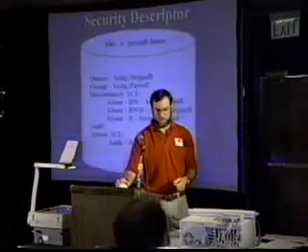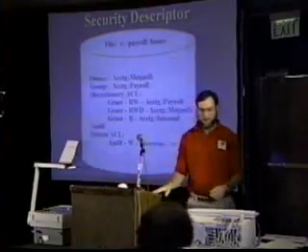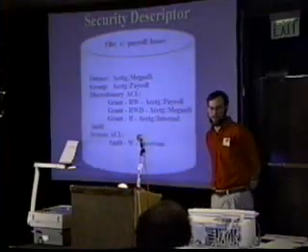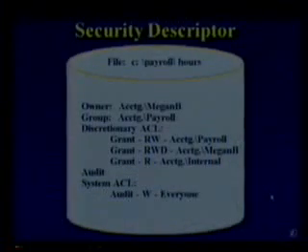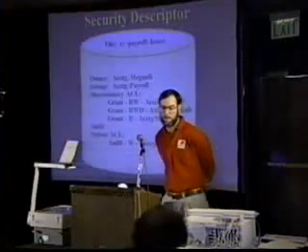So here's a better view of what a security descriptor looks like. It's got a couple of SIDs in there describing the owner and the group, and then the discretionary ACL. Discretionary ACLs either grant or deny access to the entries in it. And then the system ACL tells what kind of auditing to perform.